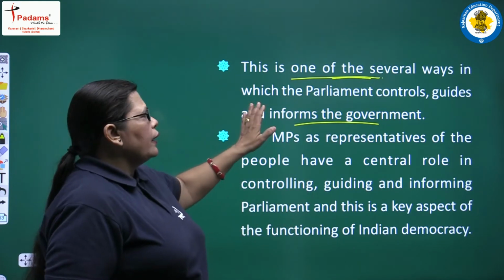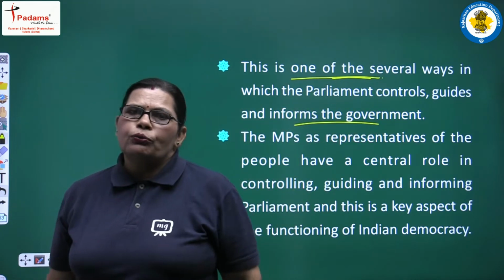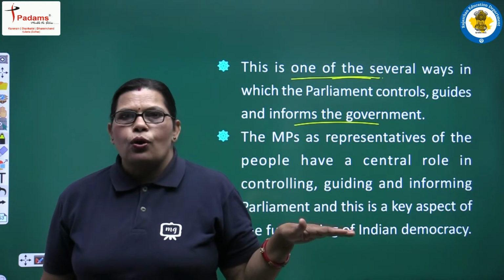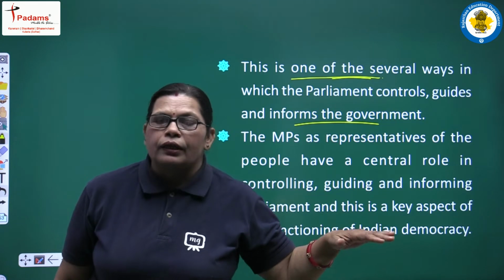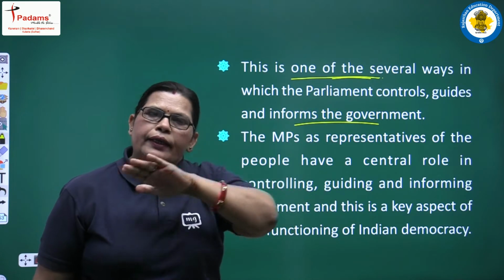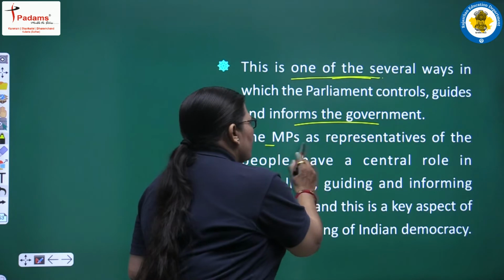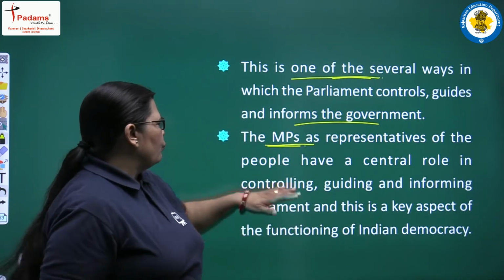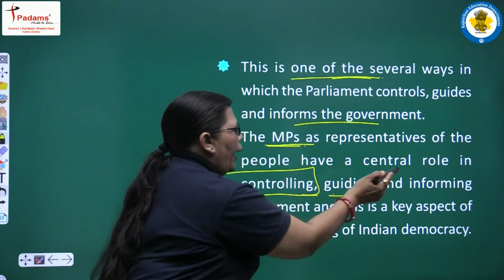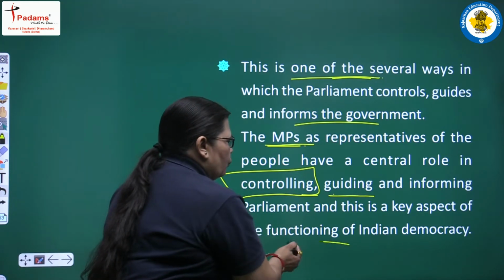Same कि यहाँ पे अगर हमारे जो गवर्नमेंट एग्जीक्यूटिव्स हैं वो भी अगर कुछ गलती करते हैं तो उसके लिए उनको क्या होगा, all are same in front of the laws, all are same in front of the constitution. That's the important role. तो इनके ऊपर भी एक निगरानी के लिए व्यक्ति होते हैं जो इनके पीछे मॉनिटरिंग करते हैं. The MPs as representatives of the people have a central role in controlling, guiding and informing parliament, and this is a key aspect of the functioning of the Indian democracy.